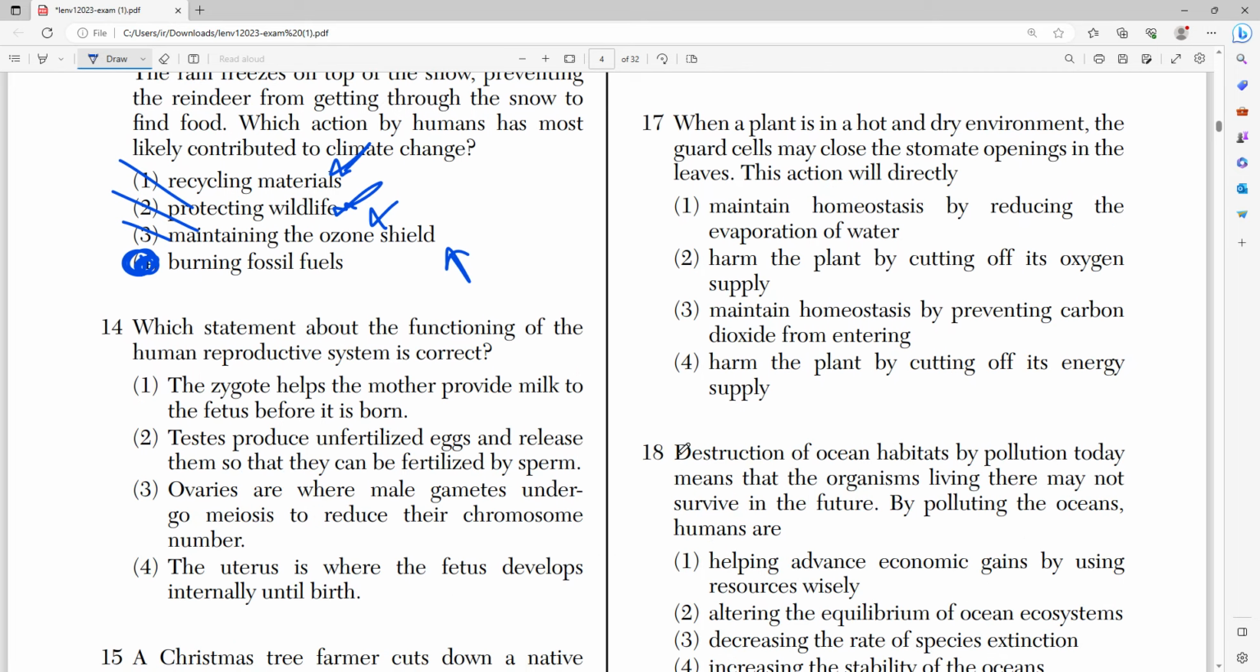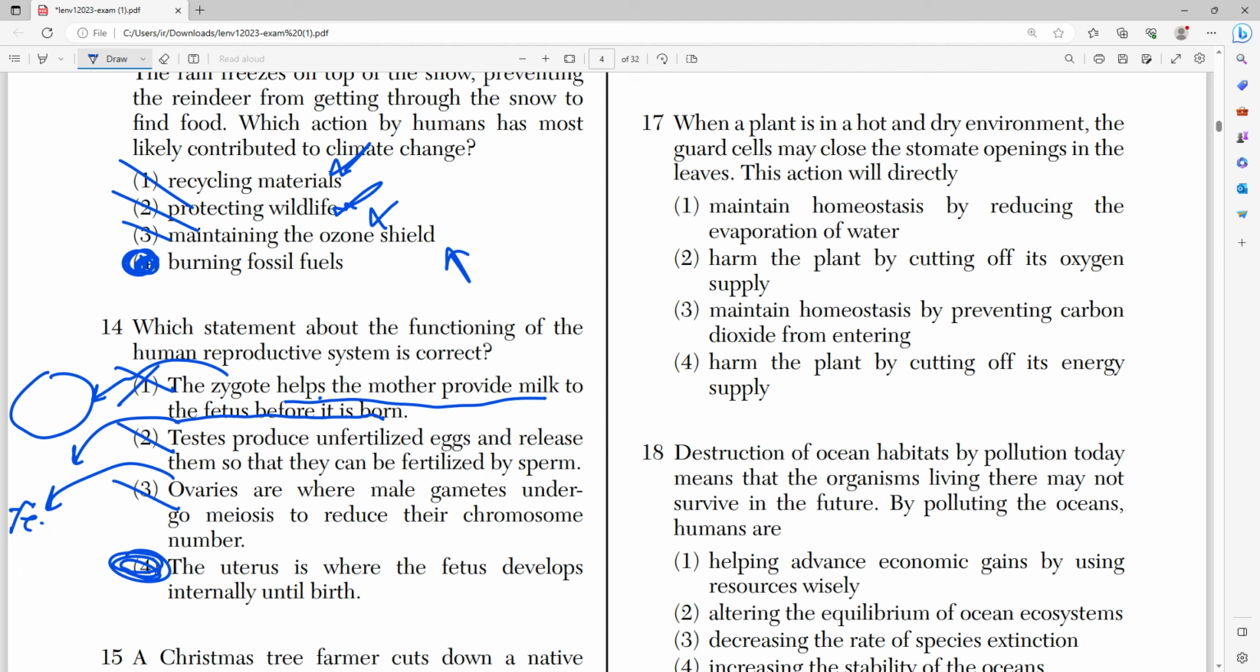Number 14 says, which statement about the functioning of the human reproductive cycle or system is true? Number 1 says that the zygote helps the mother provide milk to the fetus before it's born. Nope. The zygote in a mother would most likely just be the egg cell. It has nothing to do with that. Testes produce unfertilized eggs and release them. Nope. Testes produce sperm. Ovaries are where male gametes undergo meiosis. Nope. Ovaries are for females. That leaves us with number 4 as the only right answer. The uterus is where the fetus develops internally until birth. This is the only right choice.